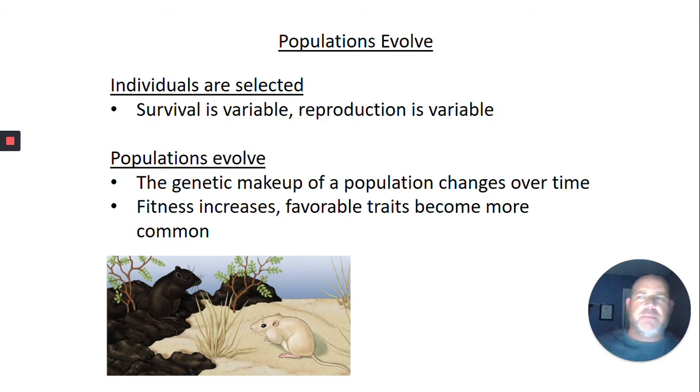because this is all still basic natural selection stuff. It really doesn't even need to be in here again. I think you kind of get natural selection by now. We've done a lot of examples. So, survival is variable, reproduction is variable, populations evolve, fitness increases, for all of these traits that are transferred over time.